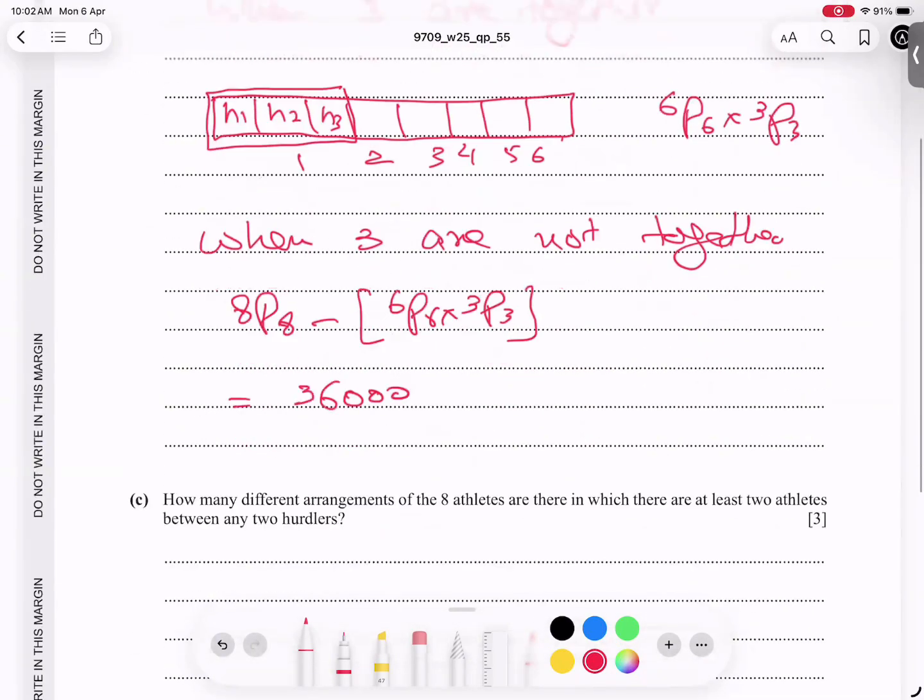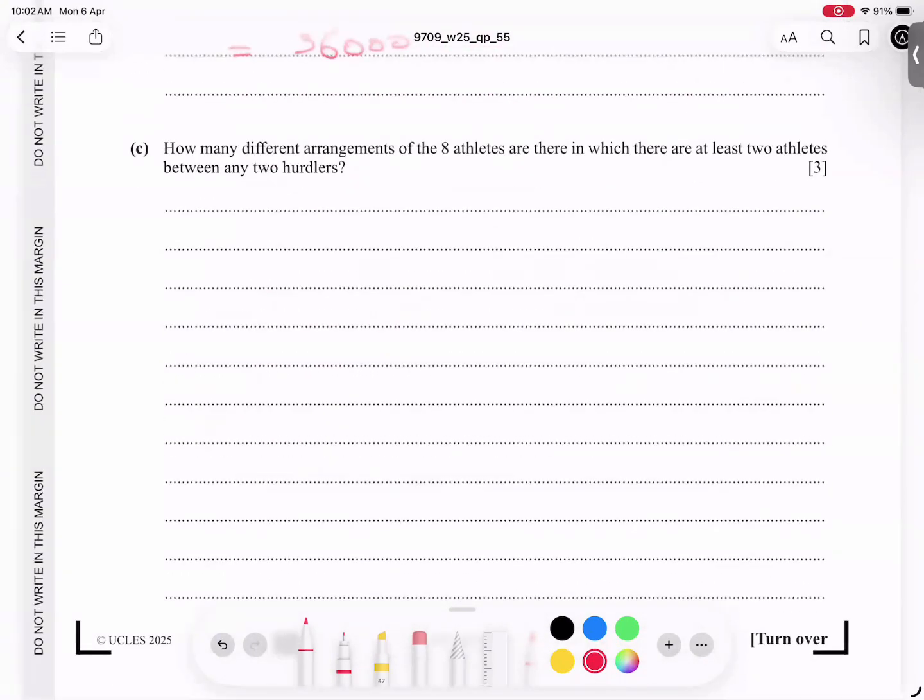I think the idea is very clear. Now let's talk about the next part. What is the idea behind the next part? If you read the question carefully, it is saying: how many arrangements of 8 athletes are there in which at least 2 athletes must be between the 2 hurdlers? Let's see how we can do this kind of question.